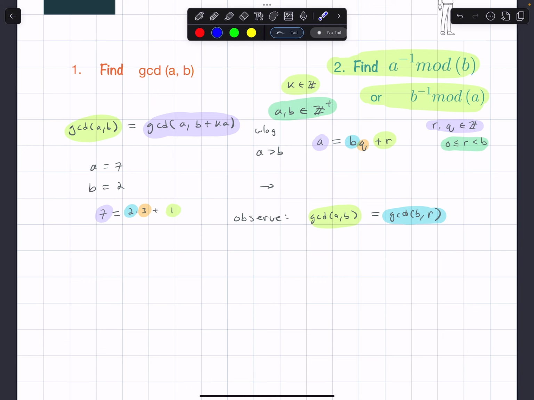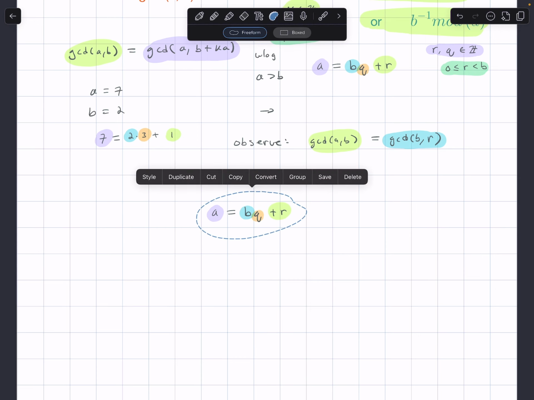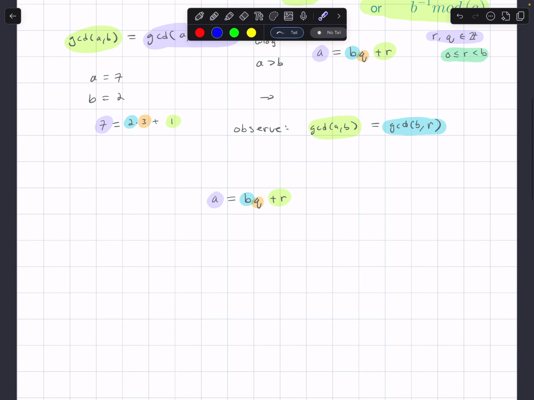So since the common divisors of A and B are the same as the common divisors of B and R, the greatest of all of these, the largest element of this set of divisors, will be the same as the largest element of that set, just like in the proof behind the faster algorithm, because they are the same set of divisors. So this is the motivation behind the Euclidean algorithm. The reason that it works is that we can reduce the problem of finding the GCD of A and B to finding the GCD of B and R.